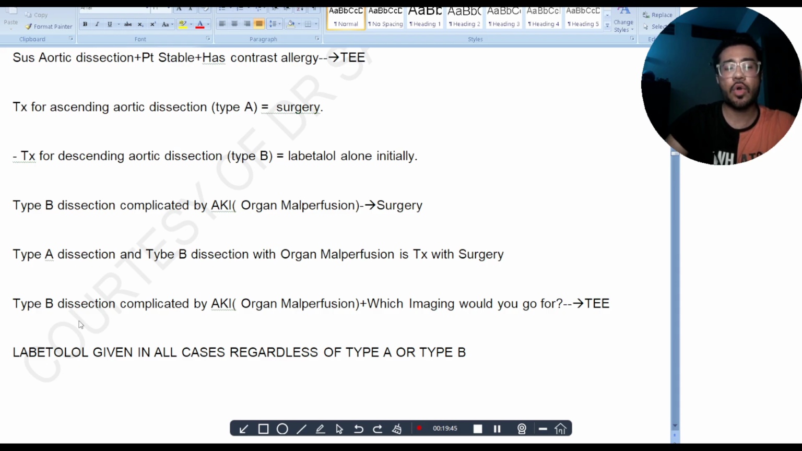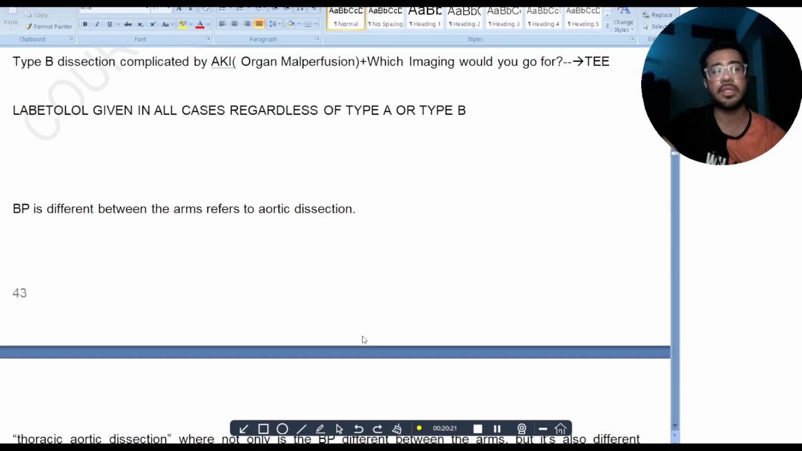So for type B dissection already complicated by AKI, we know we are gonna go for thoracotomy in this case. But if they tell you the patient has a dissection and now has AKI, and they ask you for a diagnostic modality: as I told you guys, if the patient is stable, we do a CT. But in this case, the patient has AKI because of dissection, so we go for transesophageal echocardiography. Why? Because the kidneys are already compromised. They cannot take any sort of contrast in this case.